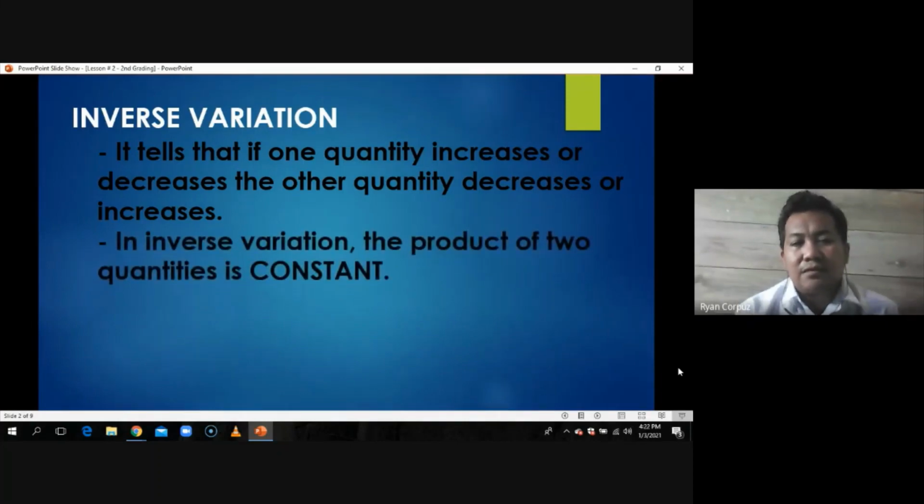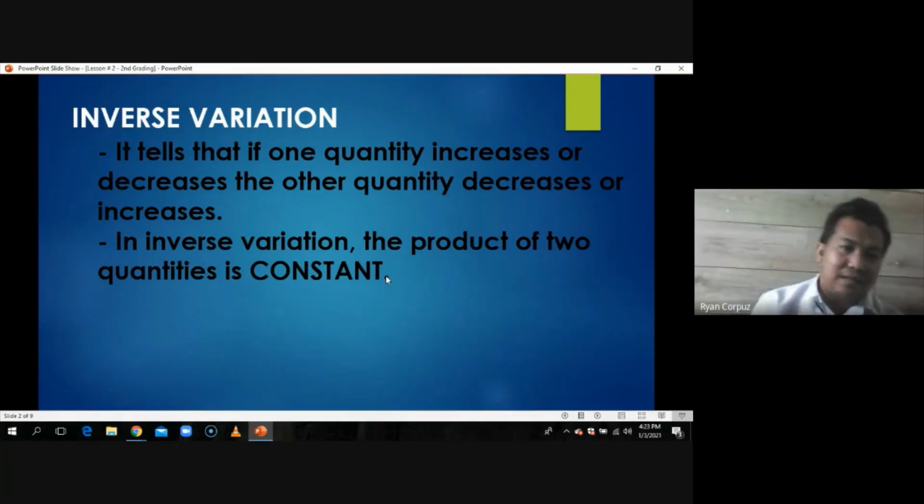Next, in inverse variation, the product of two quantities is constant. This time, the word is product. Not unlike direct variation, where it is the ratio, so you just divide the first quantity by the second quantity. Dito, in inverse variation, you are going to get the product of the two quantities. So multiply the two quantities and you will get the constant of variation or the constant of proportionality, o sa banading salita, yung K na binabanggit natin.